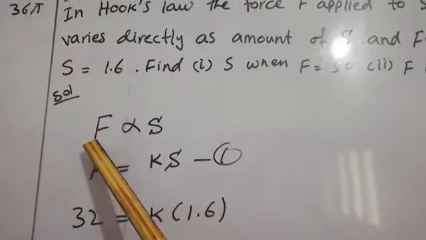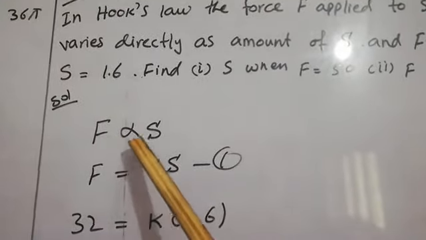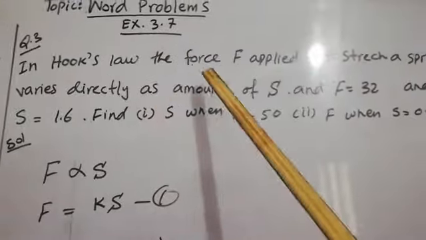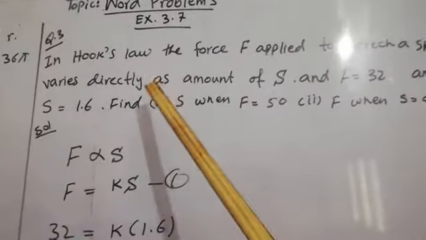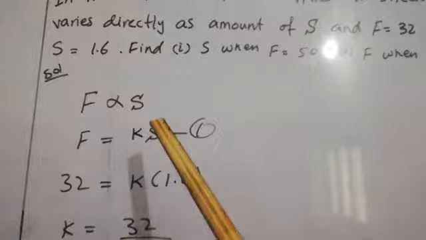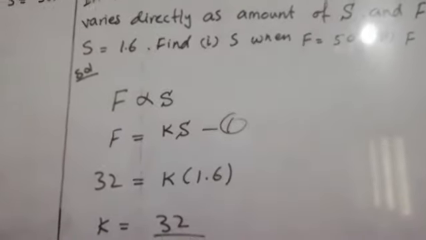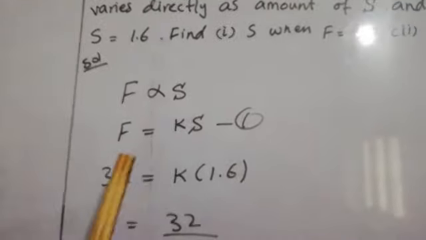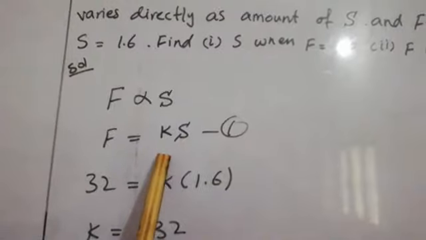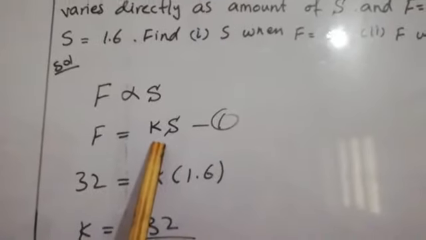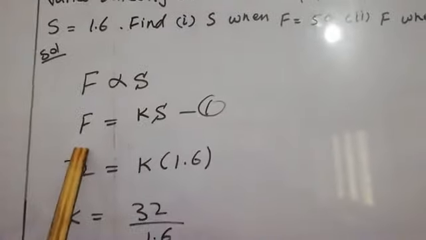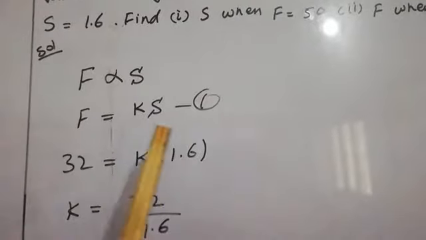So we will write the relation: F is directly proportional to S. According to this, the force applied varies directly as the amount of stretch S. So change the proportional sign to an equality sign and put the proportional constant K. So the relation will be F is equal to K S. This is equation number 1.